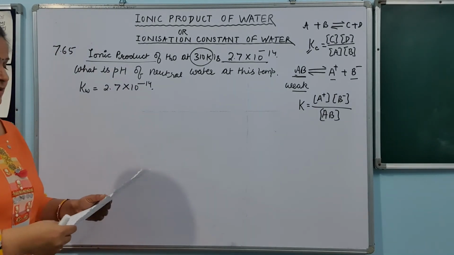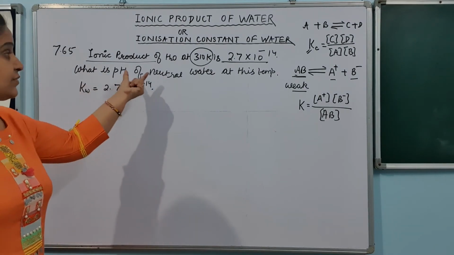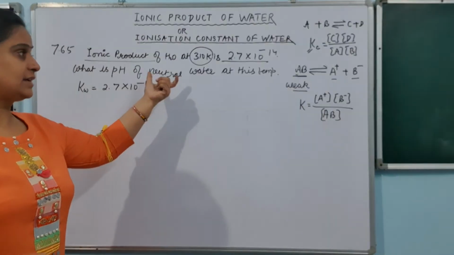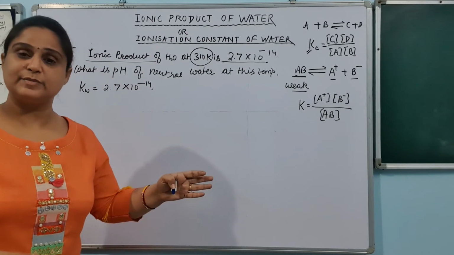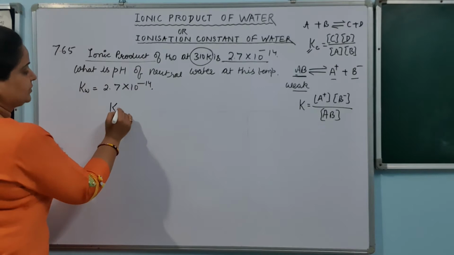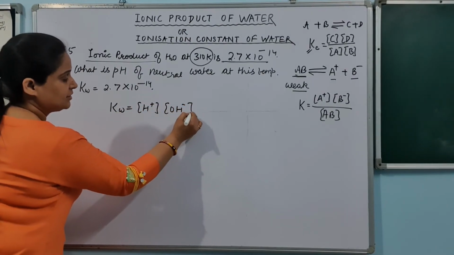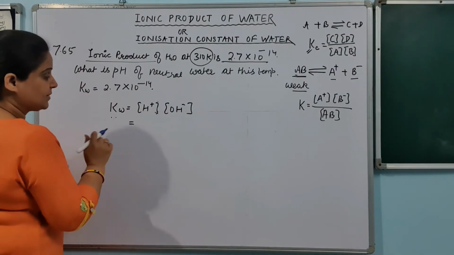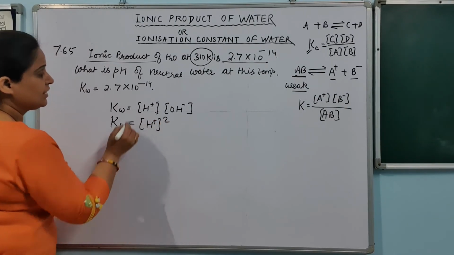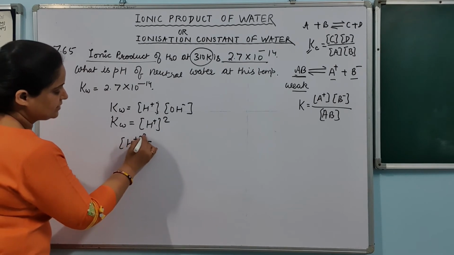And what are they asking you? They are asking you to calculate the pH of the neutral water. Here the important thing is neutral water. Water has the same number of H plus and OH minus ions. Neutral water means that. So Kw is what? Kw is H plus ion times OH minus ion. H plus ion is equal to OH minus, so can't I write it as H plus ion square?